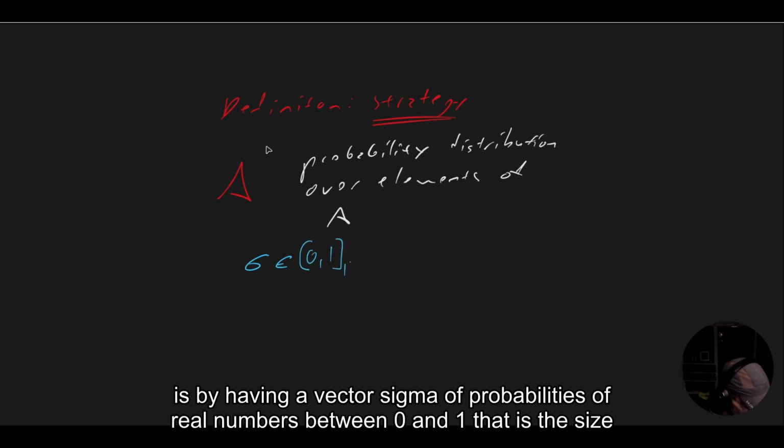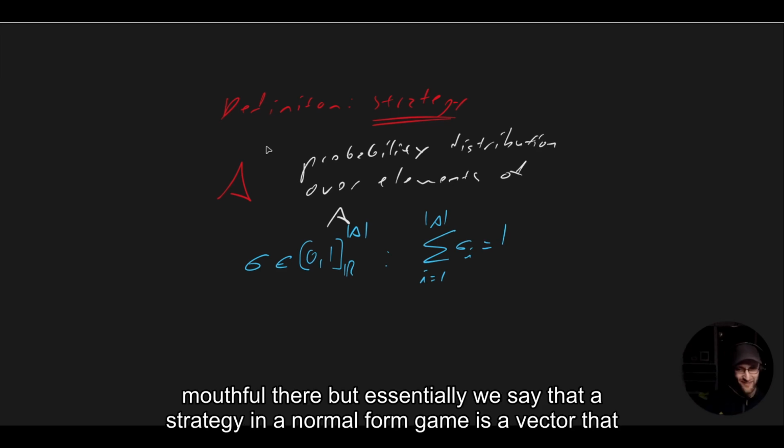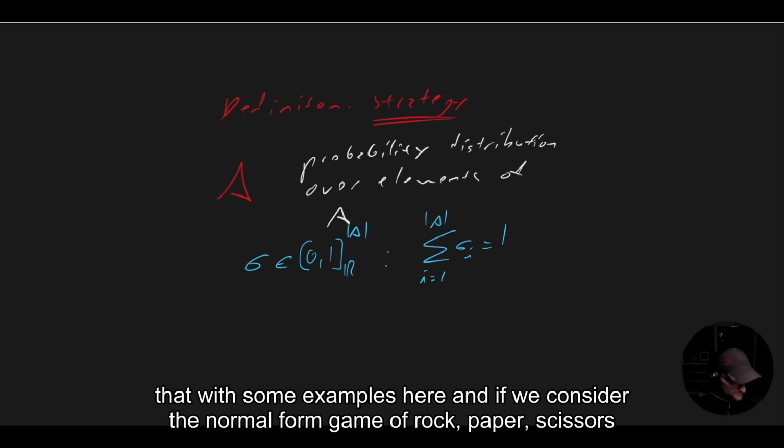elements of real numbers between 0 and 1, that is the size of A, such that the sum of all elements of sigma is 1. And that's a bit of a mouthful there, but essentially we say that a strategy in a normal form game is a vector that maps every element of A to a probability of that element being picked. So I'm going to illustrate that with some examples here.